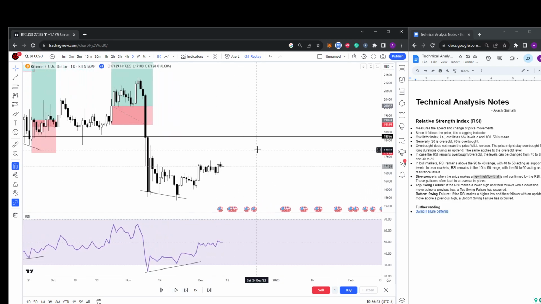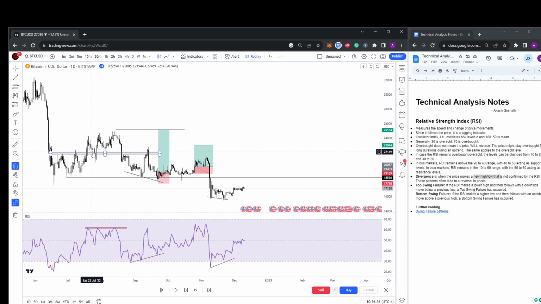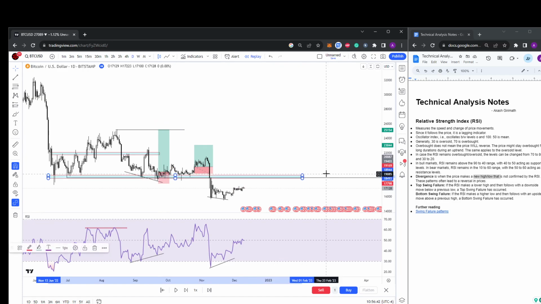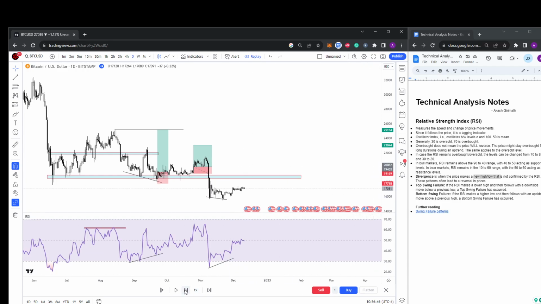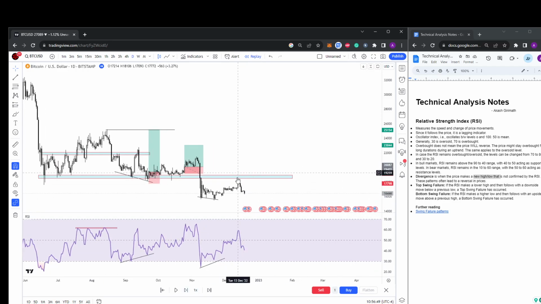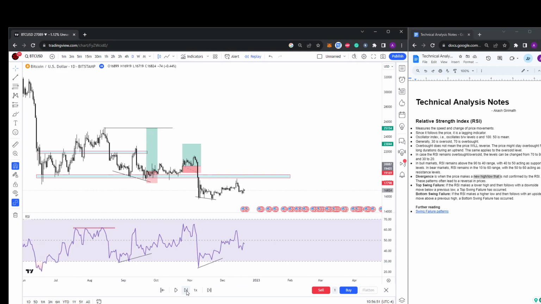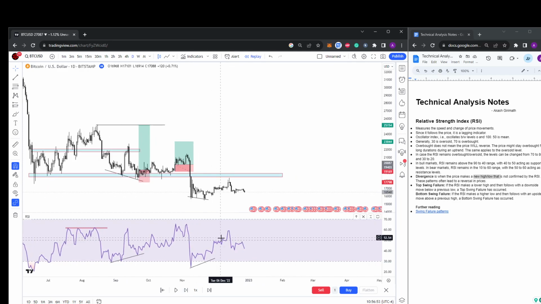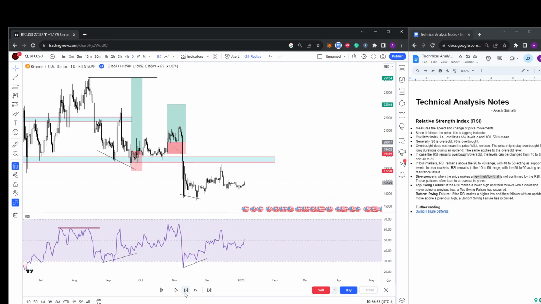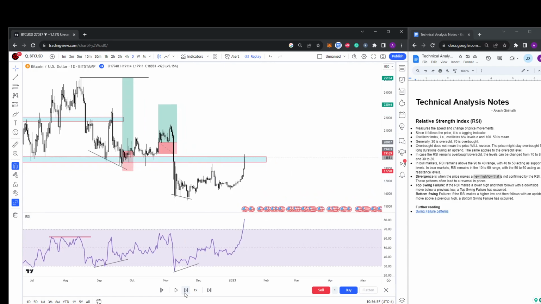Boom, boom, boom. Okay, another thing that I would like to point out here is that now I would like to draw this as a resistance level over here. Came very close to it. Rejection at 50. Boom. Now it's in the overbought zone, wildly overbought.